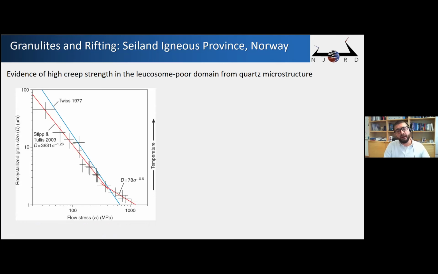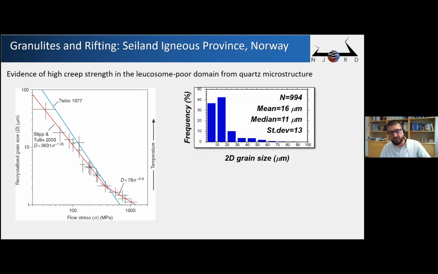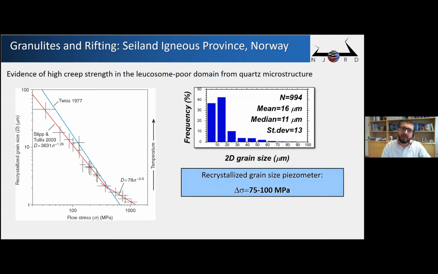Especially in order to apply paleopiezometry, which is the empirical relationship between recrystallized grain size of quartz and flow stress. You see the diagram here on the left-hand side. So we measured about 1,000 grains of quartz. The average grain size of about 16 microns gives stresses in excess of 70 megapascal, 70 to 100 megapascal during flow. So now we have the temperature and we have the differential stresses, right?